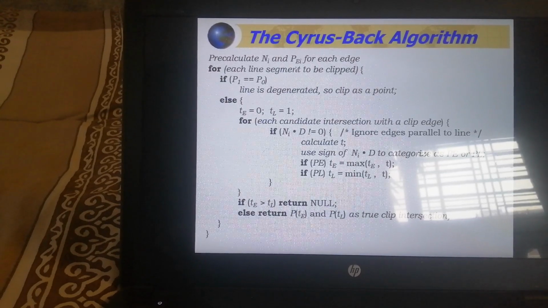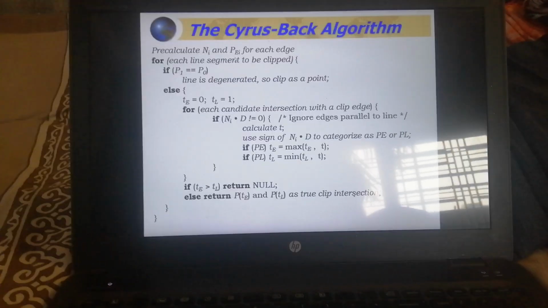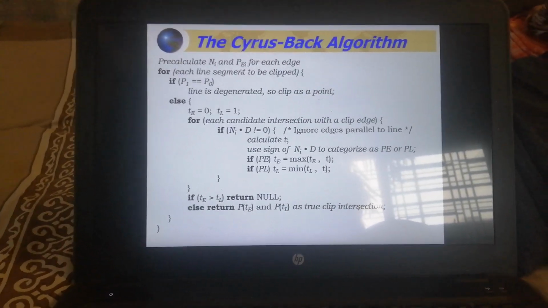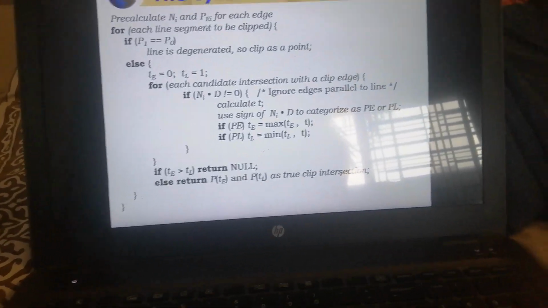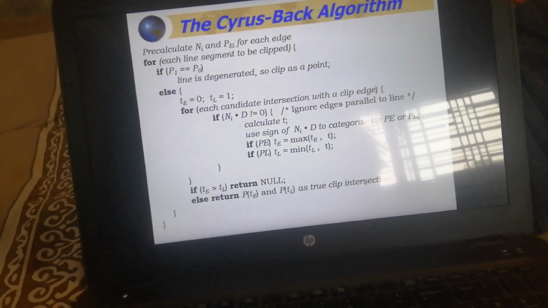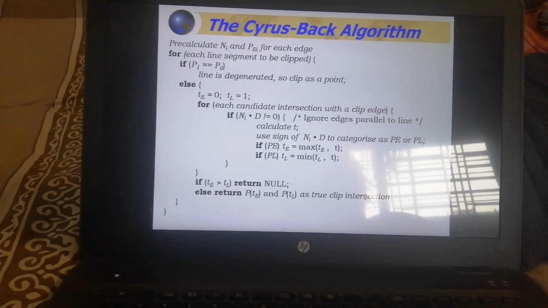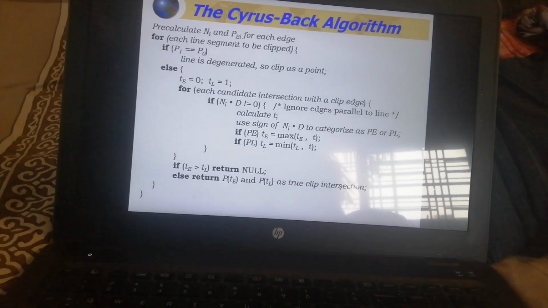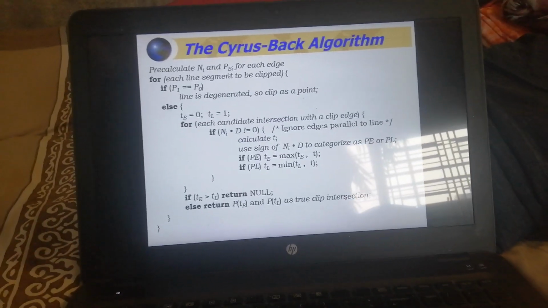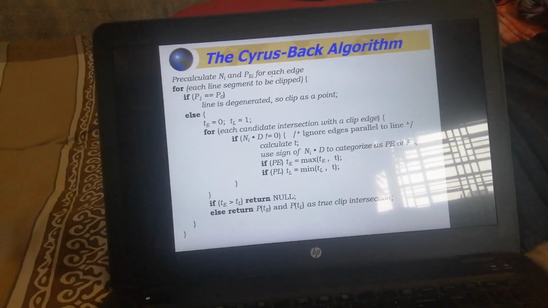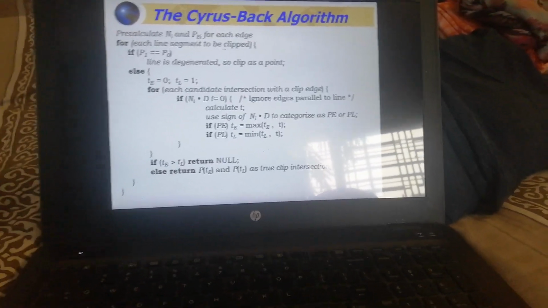Take a look at that one. If you don't understand anything, let me know, because that's a pretty neat algorithm. And only the if-else is there. There is no vector, no list or stack is there. Only pure mathematical calculation. So I hope it's going to be pretty good. So for each line segment, okay, the pre-calculated normals were there, and PI, the potential entering, for each line segment to be clipped.